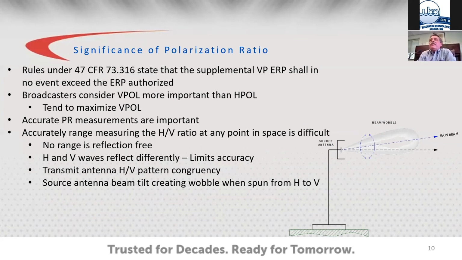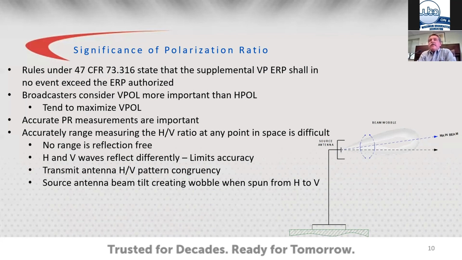So now I'm going to touch on the significance of polarization ratio. The current FM rules state that the supplemental vertical polarization ERP shall in no event exceed the ERP authorized. Well, the ERP authorized is a horizontal polarization. And broadcasters, they consider the V-pole more important than the H-pole. I would debate that today, since FM antennas that are hidden in vehicles are usually in the windshield and the bumper, and they really are horizontally polarized. But broadcasters, they still tend to maximize the V-pole. So, this makes the polarization ratio measurement important because we want to make sure that it complies with the rules.